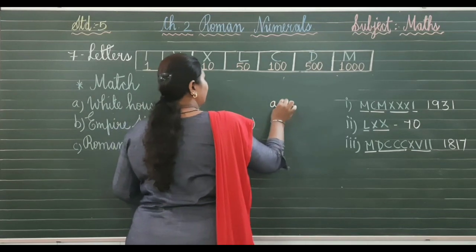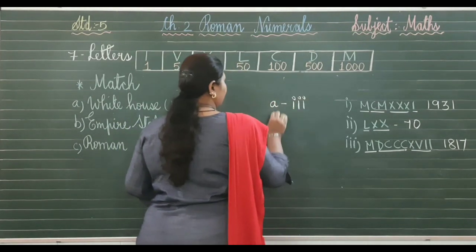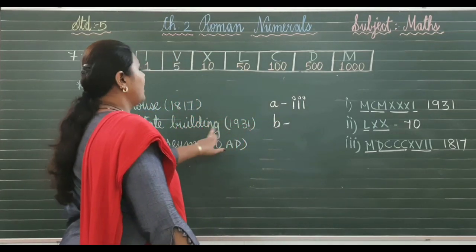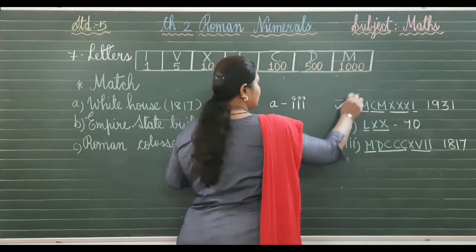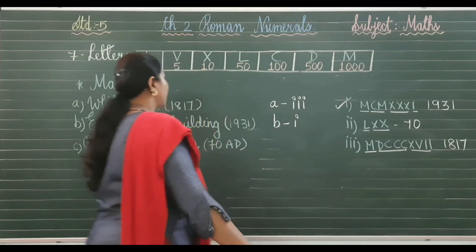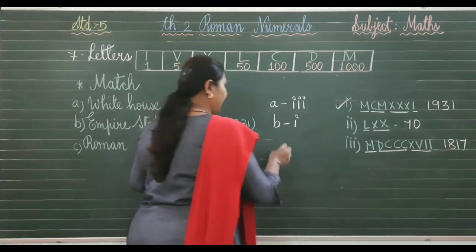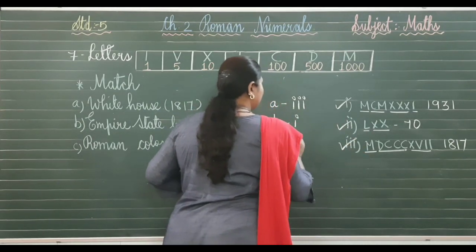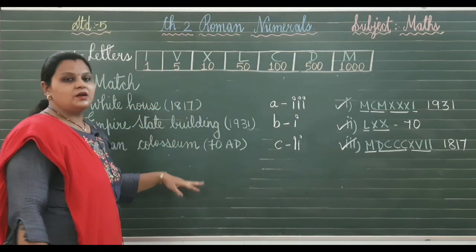So first will be matching of number 3. Second will be Empire State Building 1931. That is first option. So first. Then Roman Colosseum, that is 70 AD. So that is second option. So second. So this is how you have to form larger number in Roman numbers.